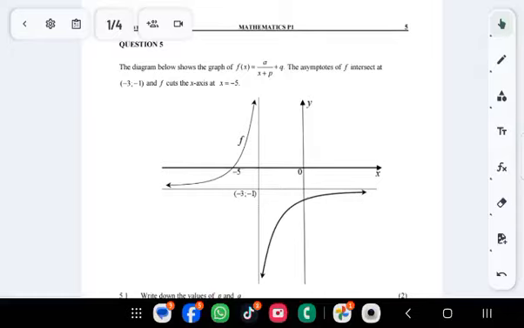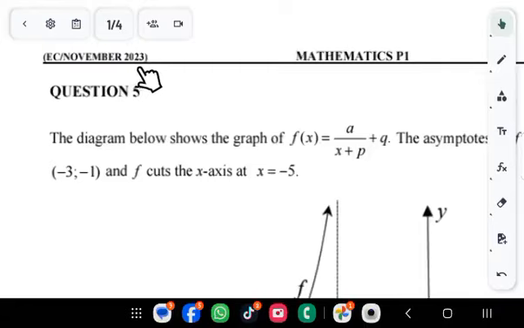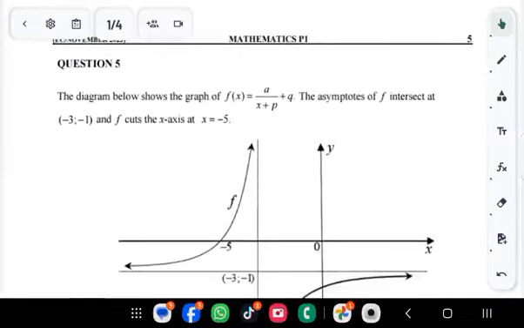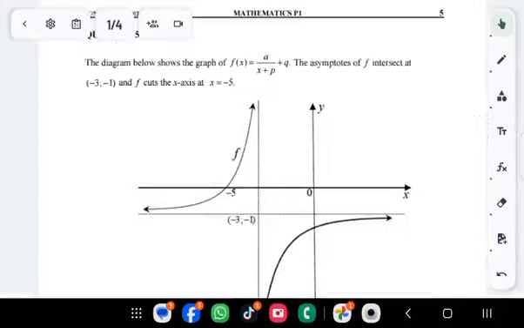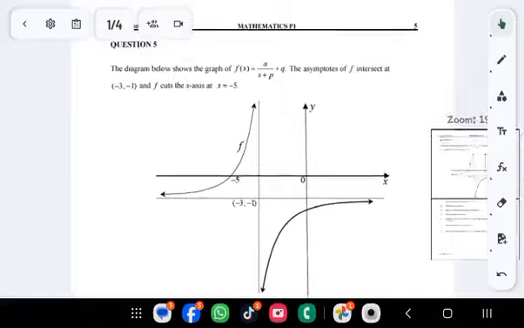And in this video, we're going to look at another question from the November 2023 Eastern Cape Provincial Government mathematics Grade 11 functions paper. And the function we're going to focus on is the hyperbola.